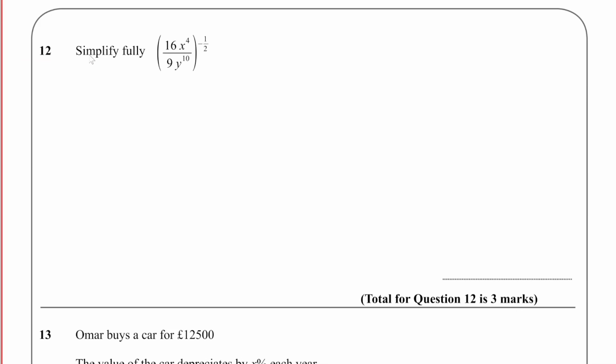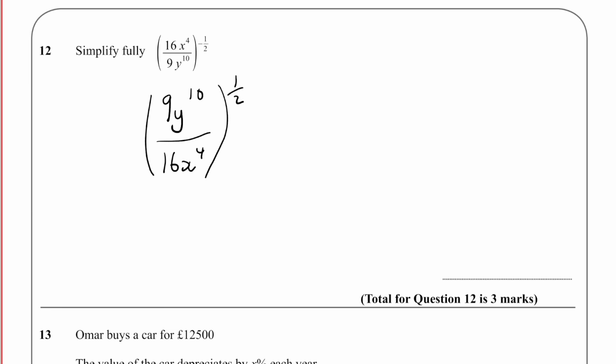Question 12, simplify fully. So we've got 16x to the power of 4 over 9y to the power of 10, to the power of minus a half. The minus is going to flip over our fraction. So if we just flip it over, the minus is gone. The half is a square root. So we're just going to square root the top and square root the bottom.